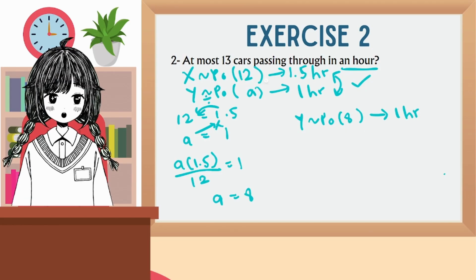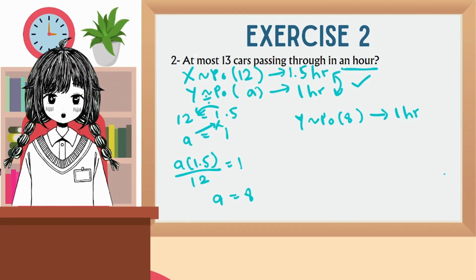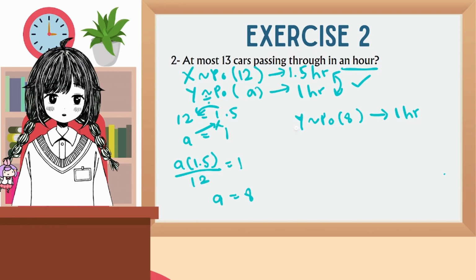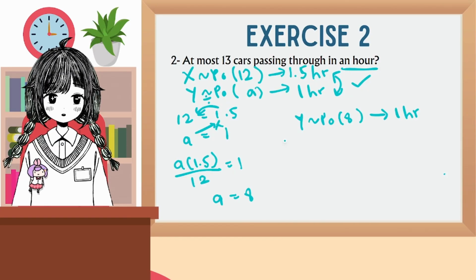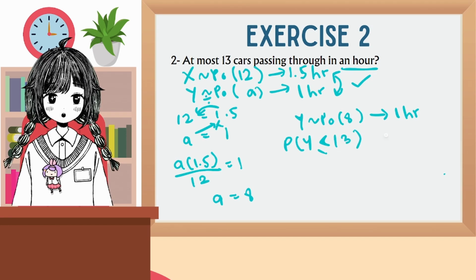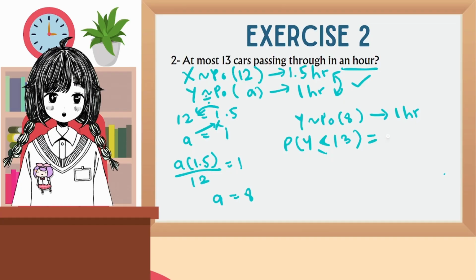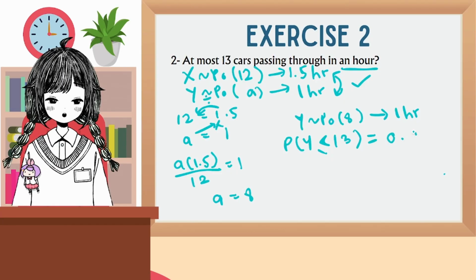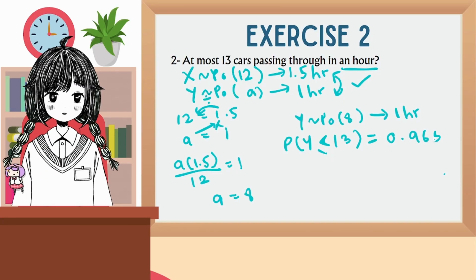So the question asks for at most 13 cars. That means less than or equal to, so P(Y ≤ 13). From the stat table, the answer will be 0.9658.